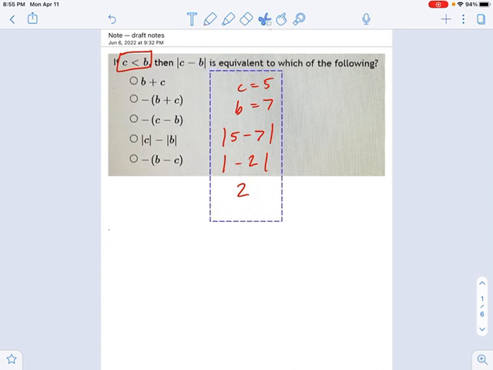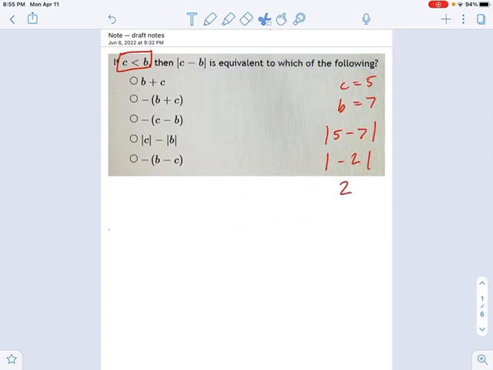Now, a word about what's going on with these things here. If you take a look at all these options, you can try to imagine how they got produced. This one looks like absolute value of c plus the absolute value of negative b. That's not how absolute value symbols work. You don't just distribute the absolute value sign. That would give you something very different, right? That would give you absolute value of 5 plus absolute value of negative 7, right? That would be 12. That would not be 2. So that one's clearly no good.